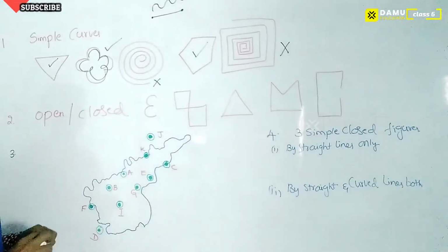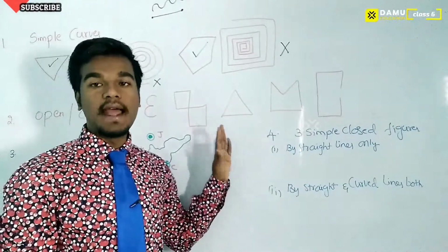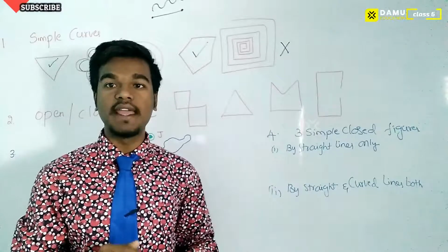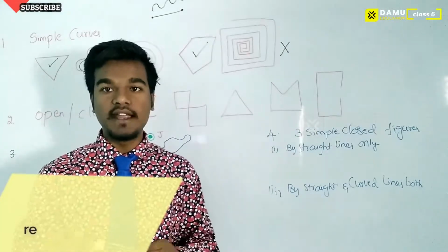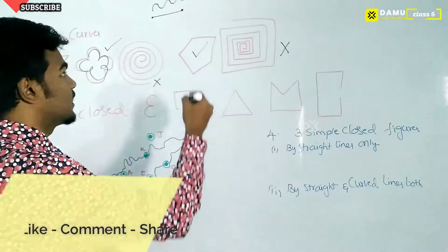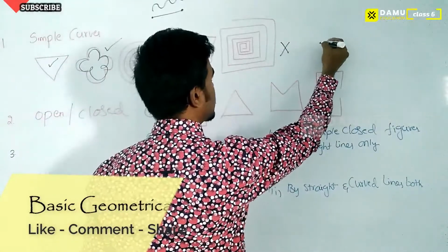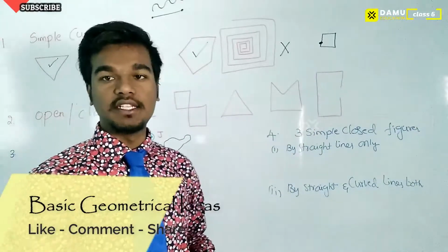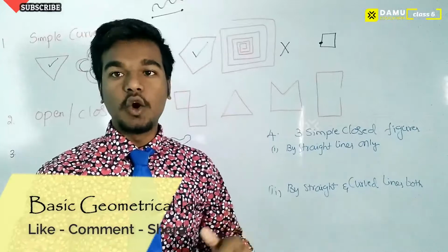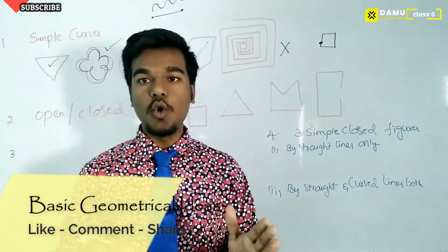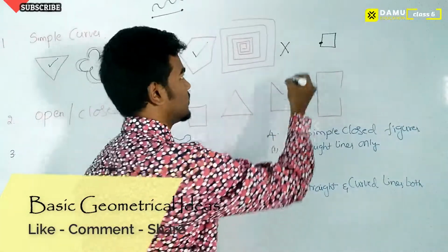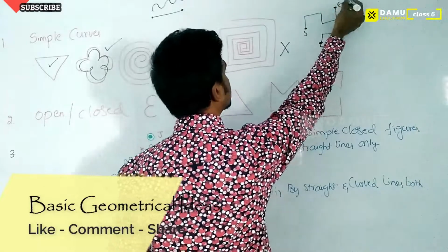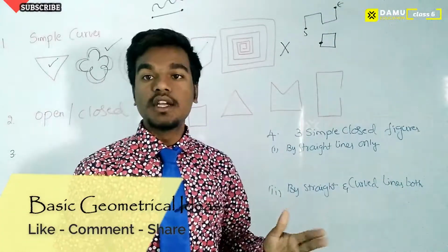Our next question: of the following figures, which are open and which are closed? Closed means wherever you start drawing any shape, there only you have to stop. The initial and final position should be the same. Let's take a closed figure: I'm starting here, drawing like this and closing also here. Starting and ending positions will be the same for closed figures. An open figure is nothing but there is no closing for that shape. It is starting here and ending there, so the starting and ending positions are different.